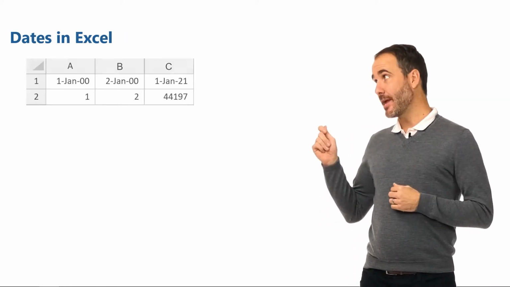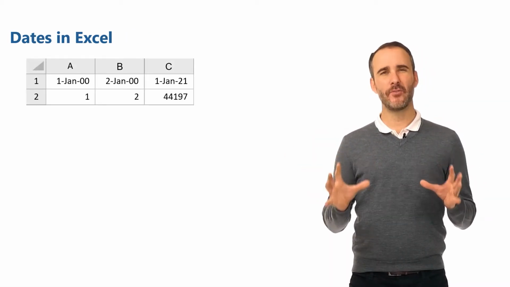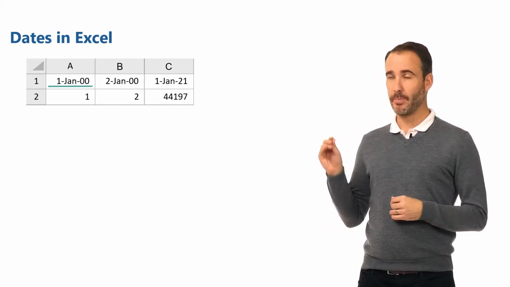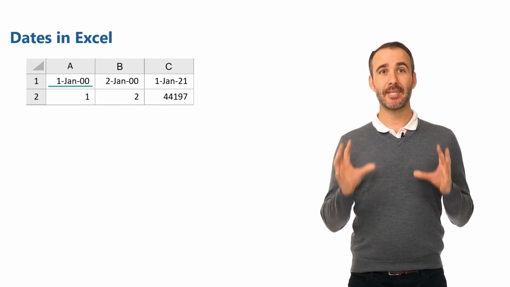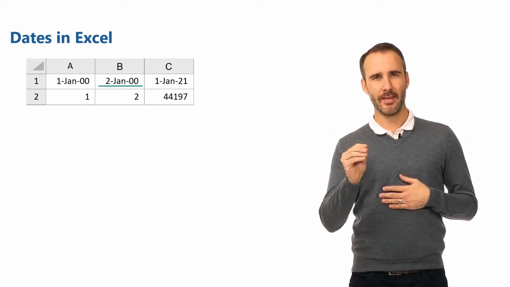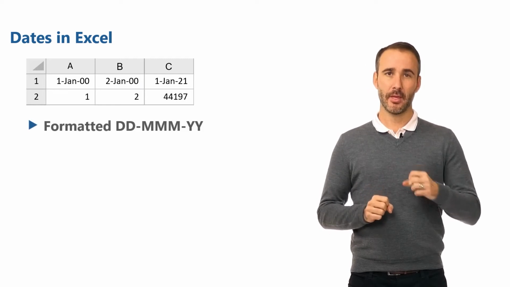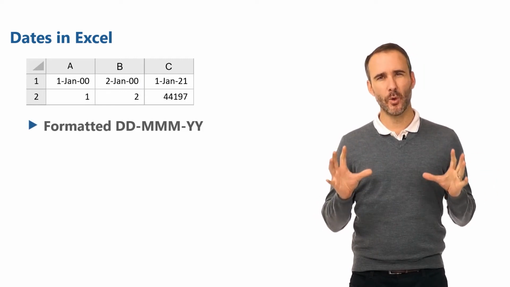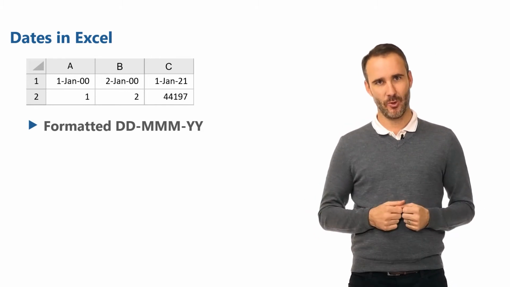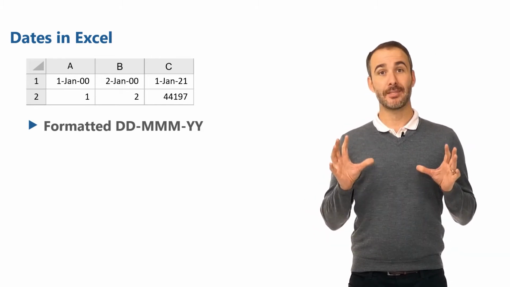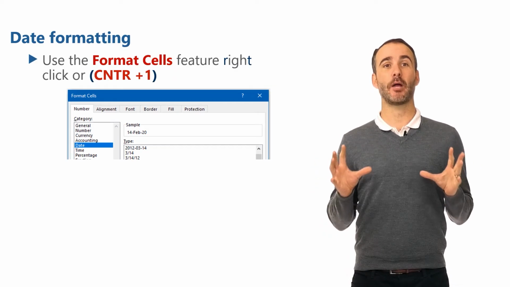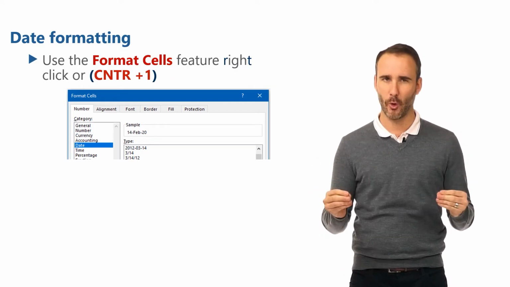So starting in A1, we have the 1st of January 1900. In B1, the date is the 2nd of January 1900. They are formatted as day, month, year, just to avoid confusion between the US and international date formats. To set this format, we go to Cell Format, which you can access by right-clicking on a cell and pressing Format.